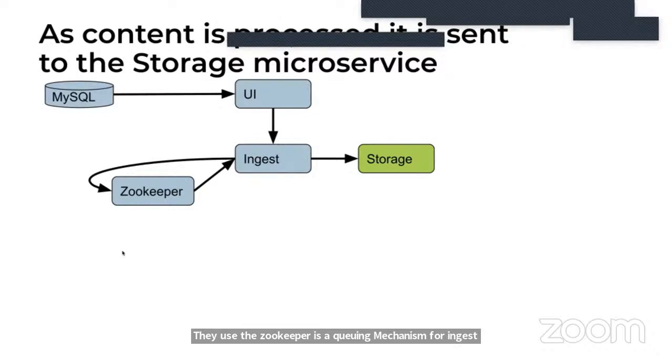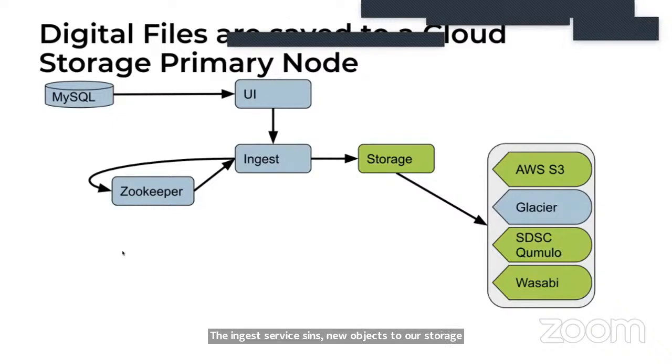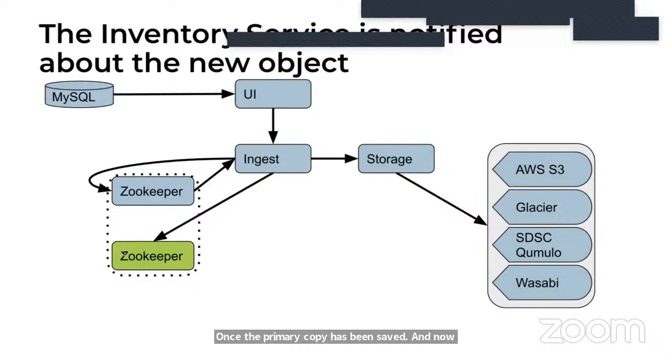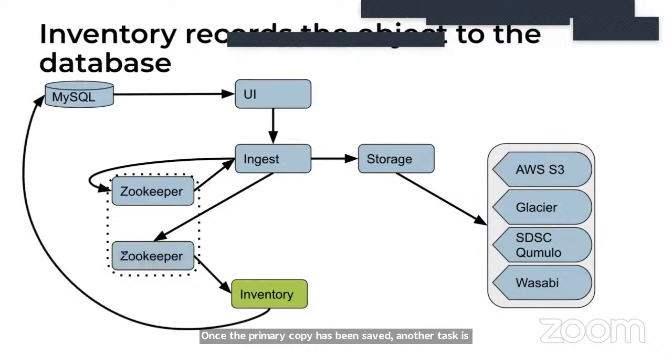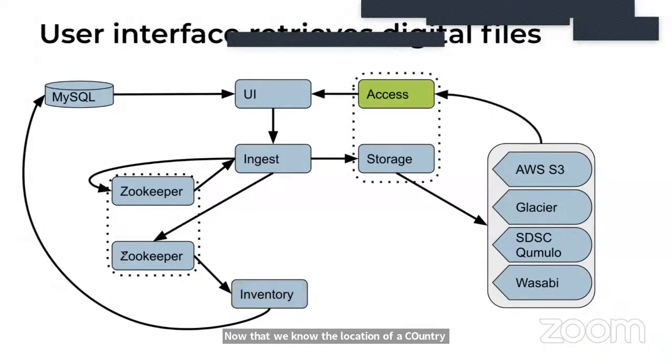The ingest service sends new objects to our storage service, which selects a primary node of cloud storage in which to store the content. That could be Amazon, San Diego Supercomputer Center, or Wasabi. Once the primary copy has been saved, another task is added to Zookeeper. That is then picked up by our inventory service, which logs the location of the content in cloud storage into the inventory database. Now that we know the location of content in the inventory database, the user interface is able to browse the cloud storage and retrieve files directly from cloud storage.